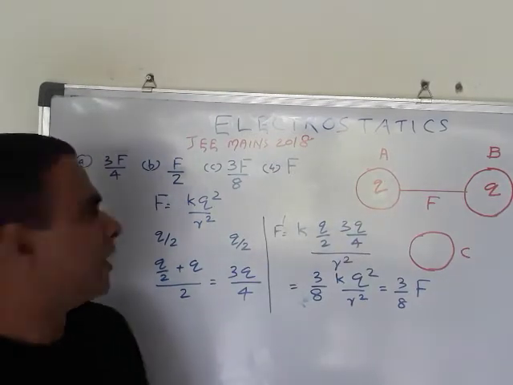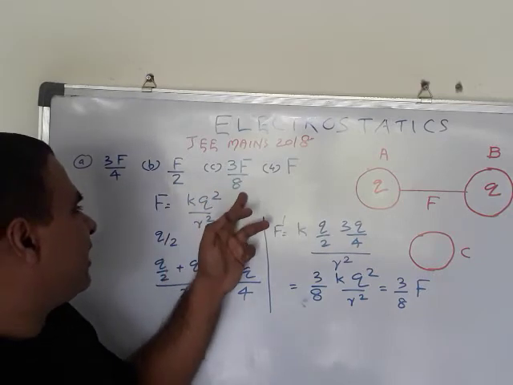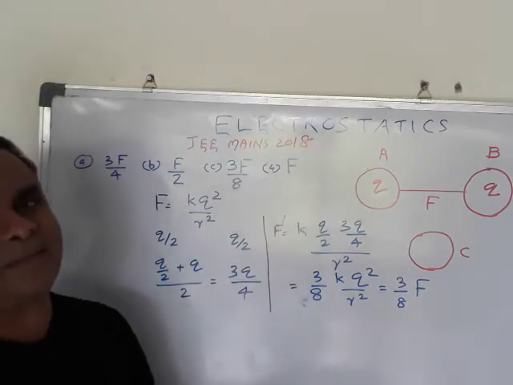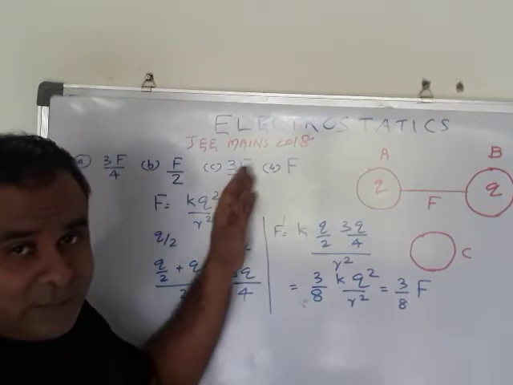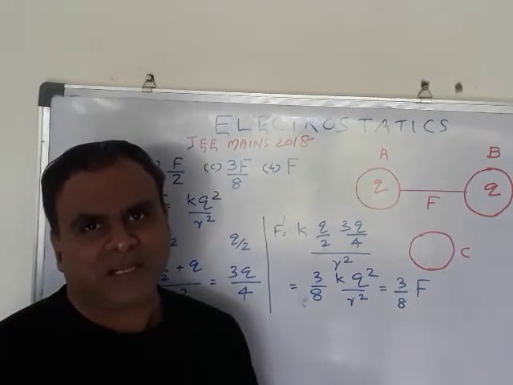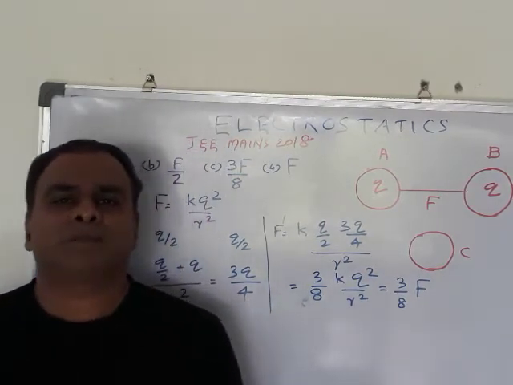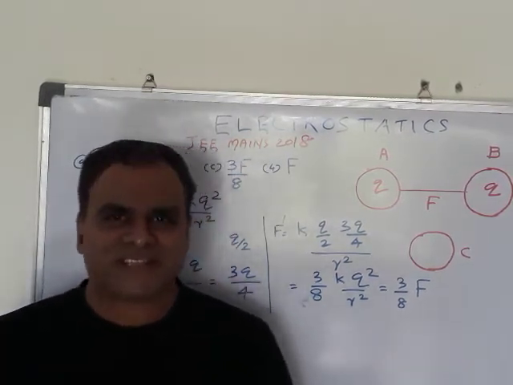That's the question. So they are telling 3F by 4, F by 2, 3F by 8 and F. The force will be same. So among the four options, which is the correct answer? Before doing the question, let me tell you the principle behind this question.